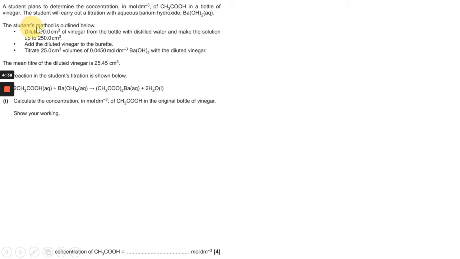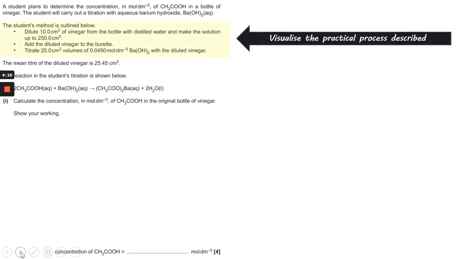So it gives you the student's method, which we'll talk about in detail in a moment, and it tells you the amount of barium hydroxide that was used. It also gives you the mean titer per liter of vinegar, plus the equation which shows the mole ratios of barium hydroxide to ethanoic acid. So let's just consider the steps that the student took first of all.